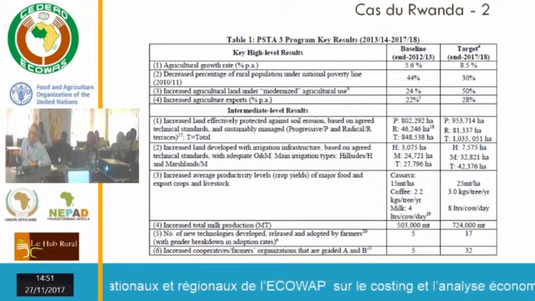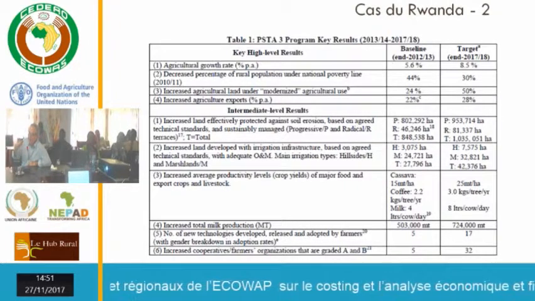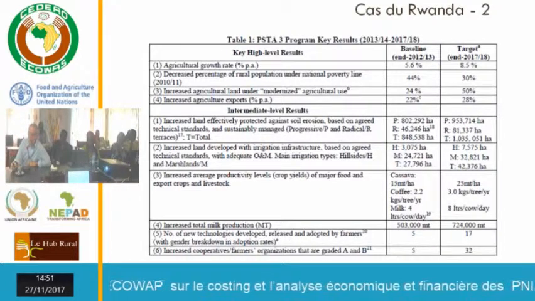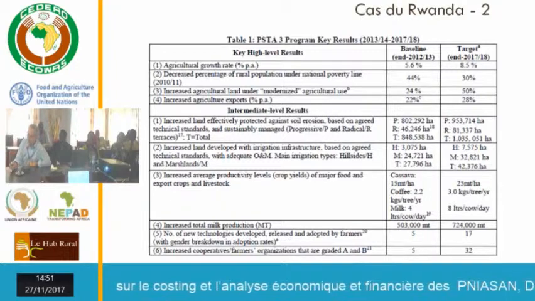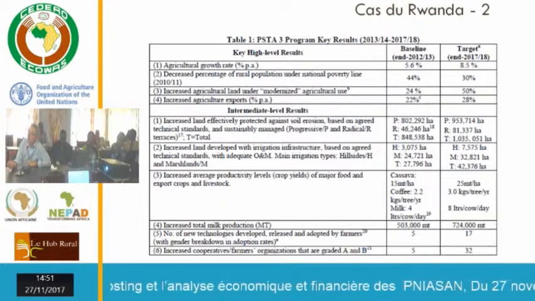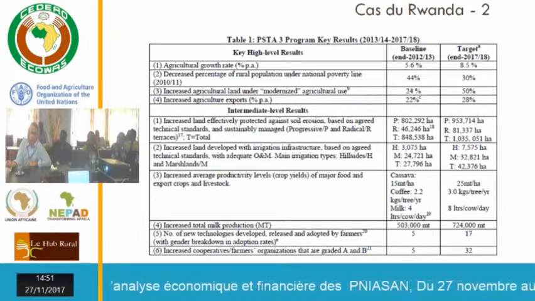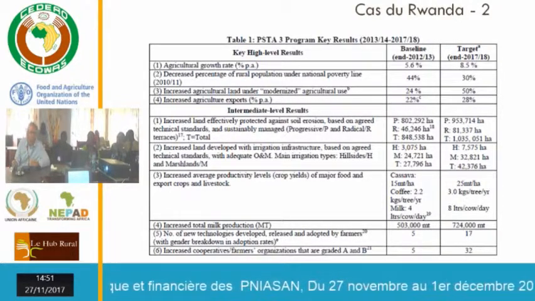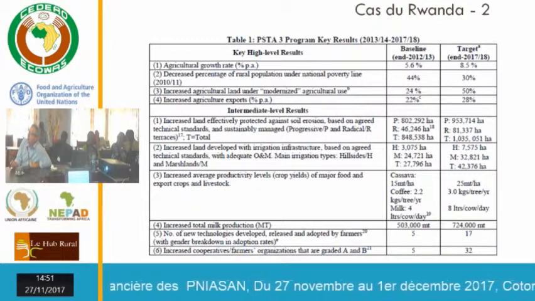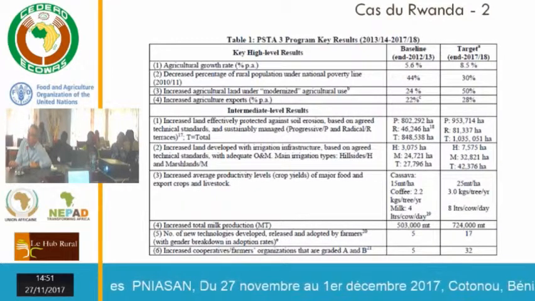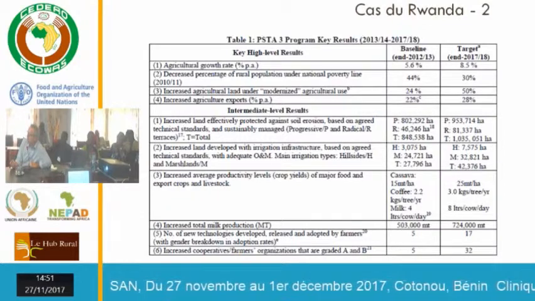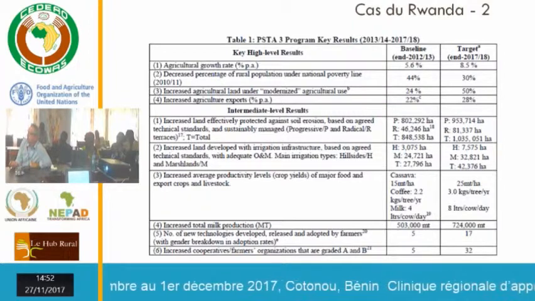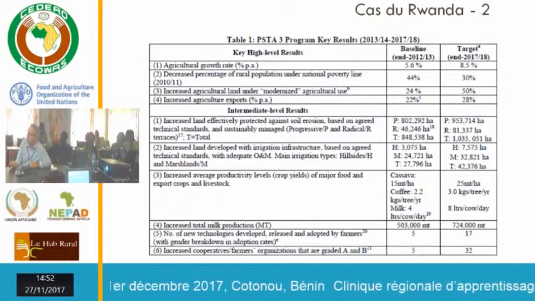Another criterion is the plan of modernization of agriculture. One of the main criteria for evaluation is the increase of land that will be under modernized agriculture use, with the modern utilization of techniques. And there is another criterion for Rwanda, which is the exploitation of agricultural products. And beneath that, we have intermediate results.